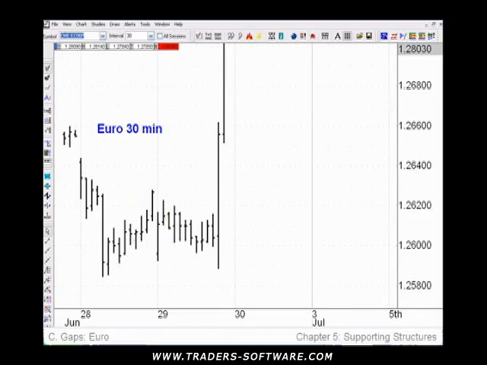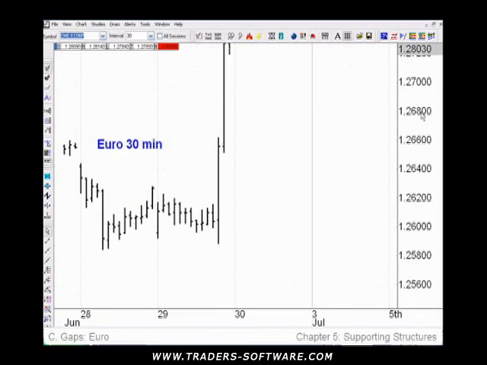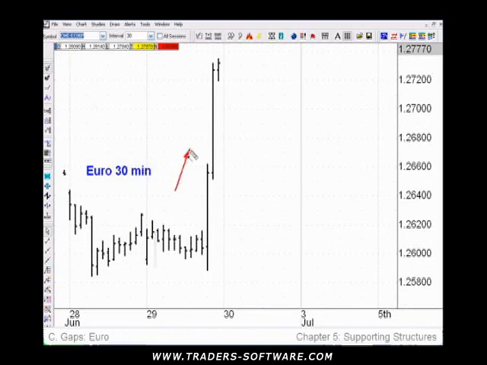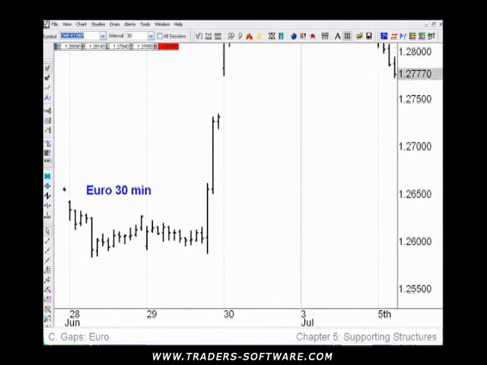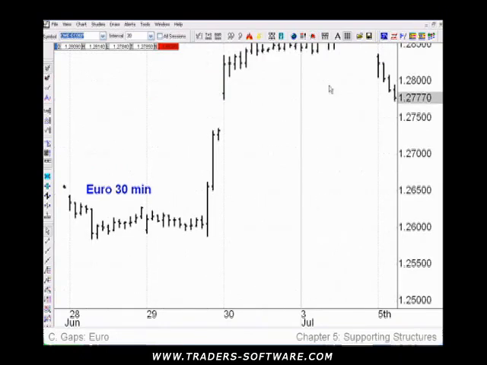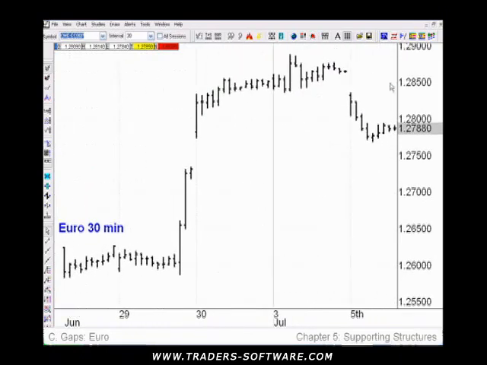Now, towards the end of the day, there is a tremendous rally, the last hour and a half. Let's see what happens at the open. It opens gap up. In this situation, do not try to short it. Do not try to assume that this gap will close. It continues the rally the rest of the day.